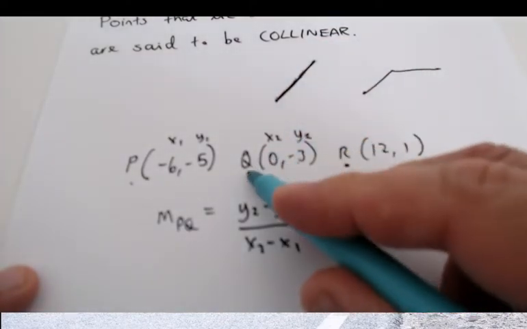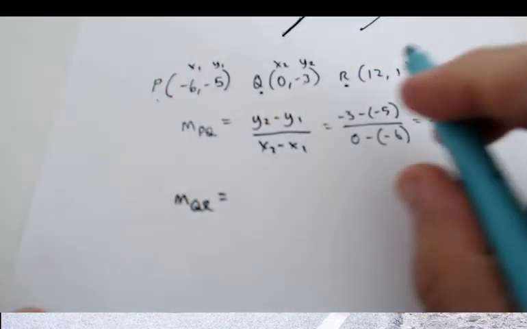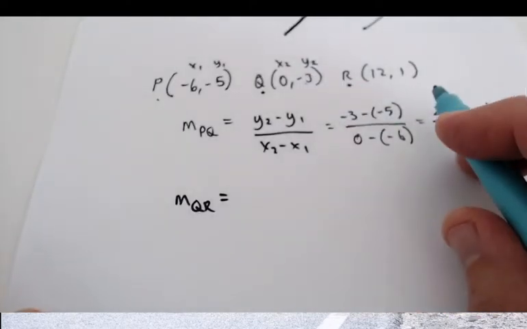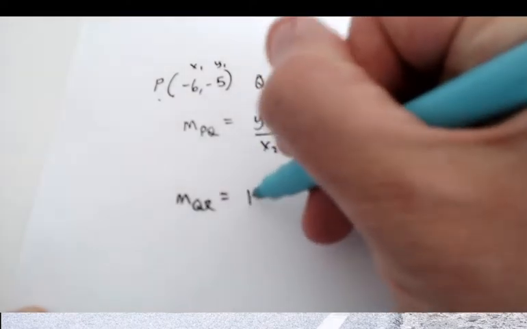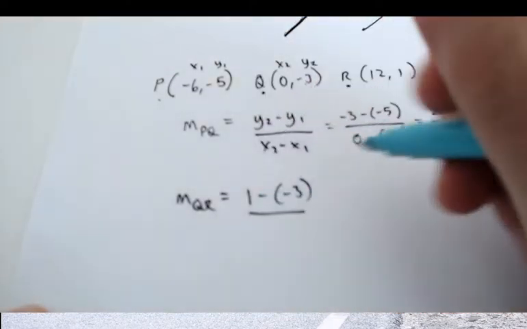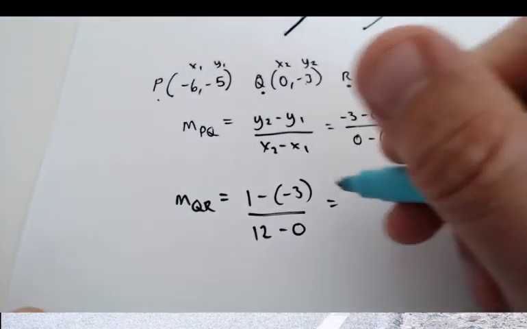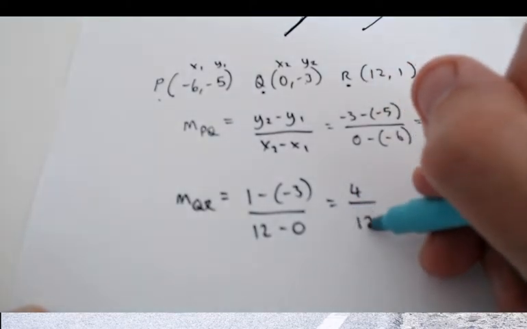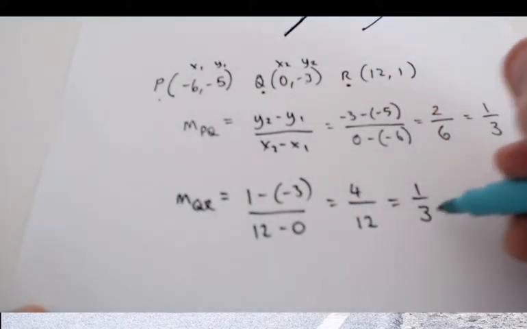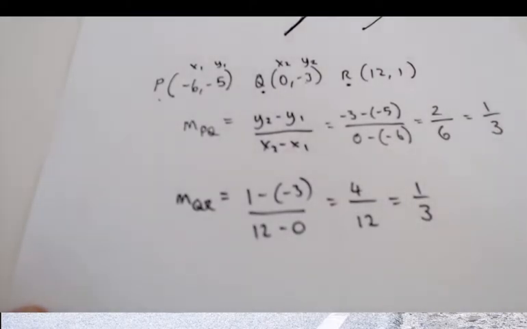For my second line, I'm going to look at the gradient of QR. Same as before, we're going to use the gradient formula. I'm not going to write it out. I know it's y2 take away y1 over x2 take away x1. 1 take away -3 is 1 add 3, which is 4. 12 take away 0 will be 12. 4 over 12 simplifies to make 1/3. So we do have equal gradients.